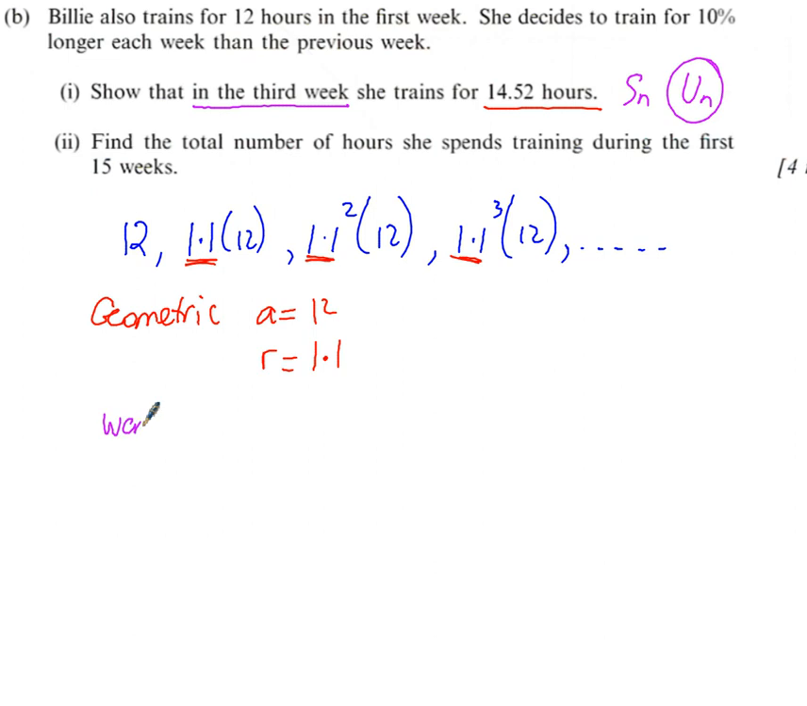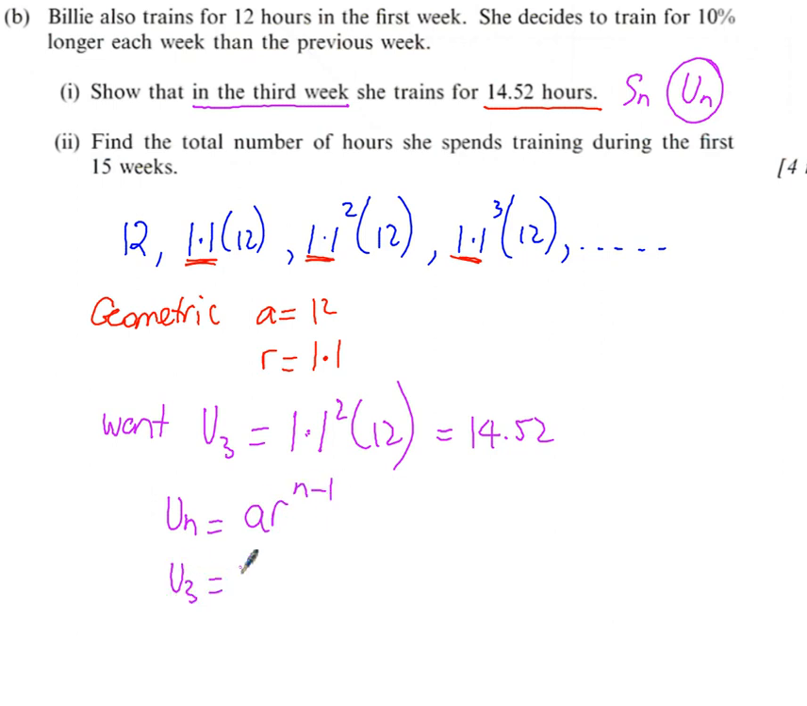So we want U3, which from our observations here is 1.1 squared times 12. And when we get that, we end up with our 14.52. But if you didn't have this set up already, and you can see the advantage of having that, you can say, all right, Un is equal to a r to the n minus 1. We want U3. A is 12. R is 1.1 to the 3 minus 1. And there's your 3 minus 1, 2, exactly the same as what we've got there.